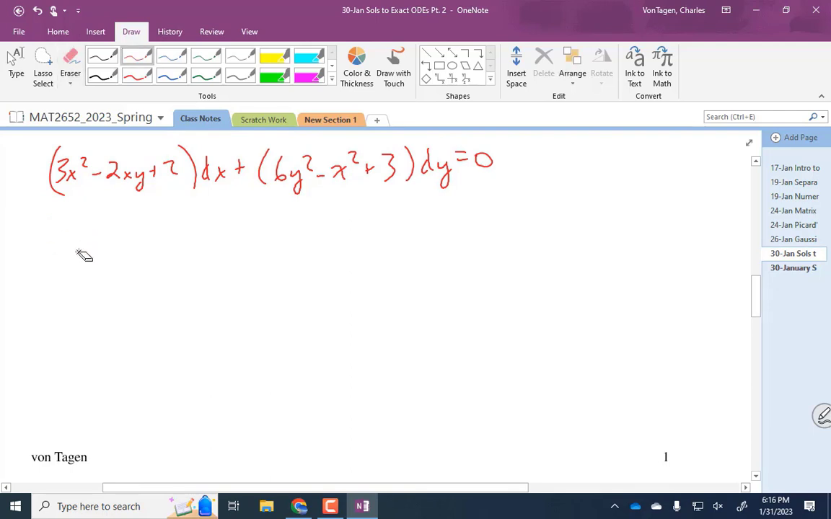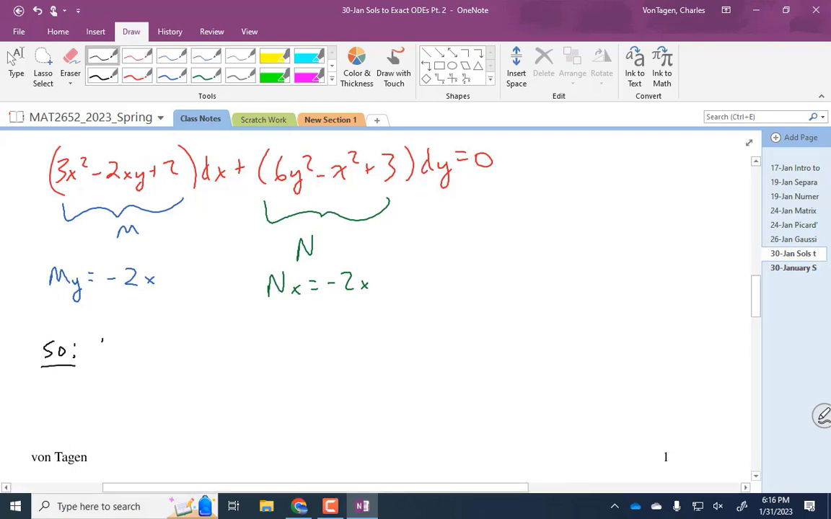Okay, so now we want to go ahead and we can identify that our, let's just take the part, let's go ahead and call this m. I'm not going to recopy it. We'll call this m. And so m sub y would be minus 2x. And let's take this, and then this would be our n. And so then our n sub x is also minus 2x. So m sub y equals n sub x. So the ODE is exact.